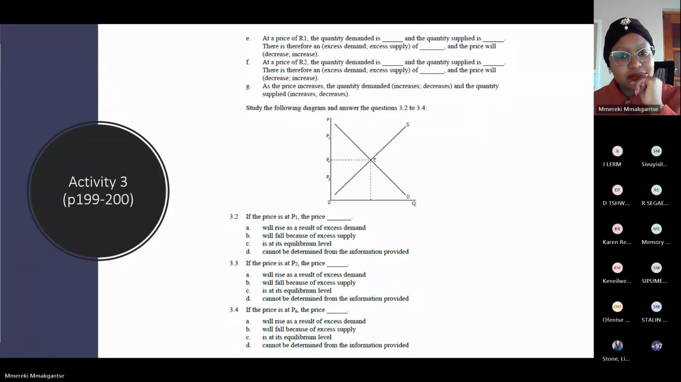P1. If the price is at P1, you are correct. The price will fall. It is A. A is the correct answer.